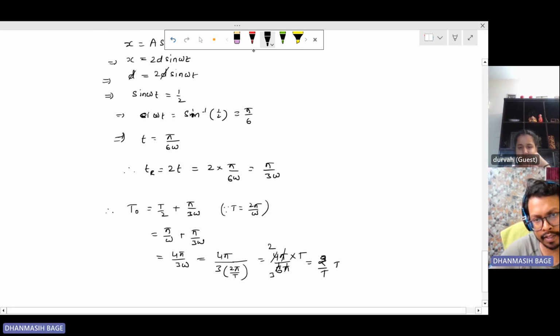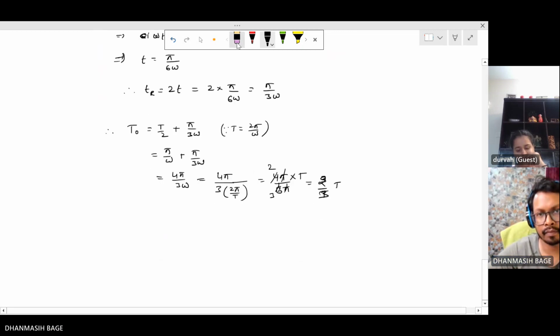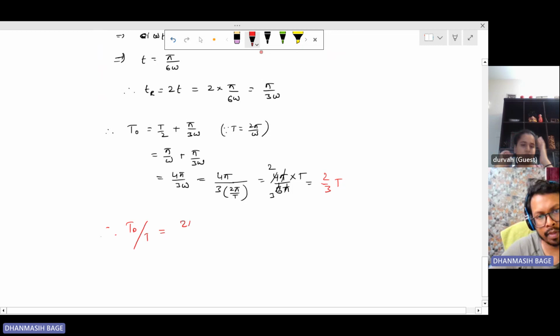2 over 3t. You're getting this. A is the correct answer, right? You got it. So this is 2 over 3t. So therefore, t naught by t is simply equal to 2 by 3t by t, that is equal to 2 by 3. That is the A answer.